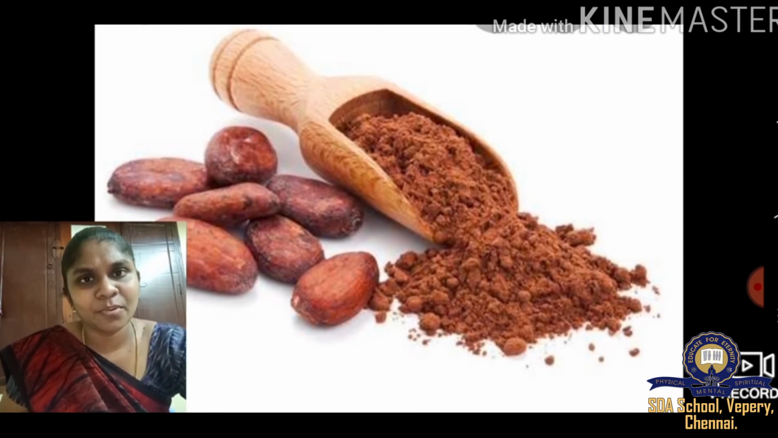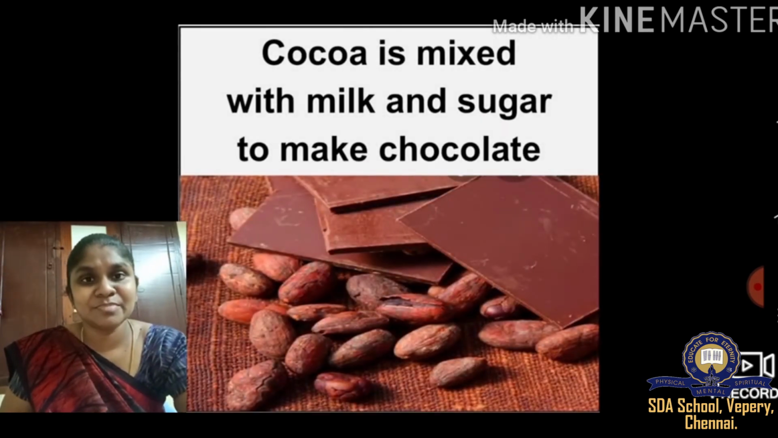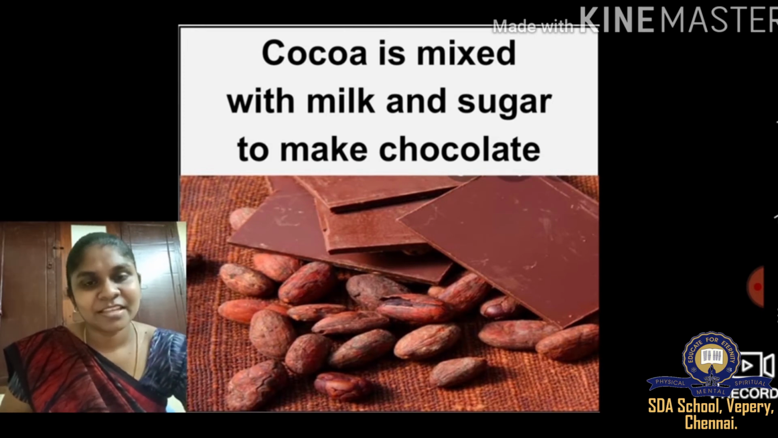You know what cocoa powder is? I know you all love to eat chocolate and chocolate cake, right? Yes, this is the main ingredient they add into chocolate. So cocoa powder is used to prepare chocolate cake and chocolates. This cocoa powder is mixed with milk and sugar to make chocolate. Are you looking at the picture? Yes, this cocoa powder is mixed with milk and sugar to make chocolate.